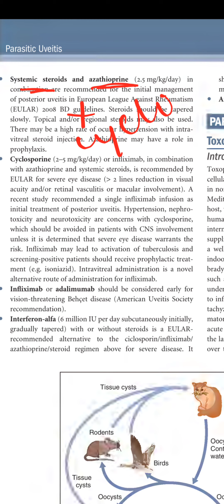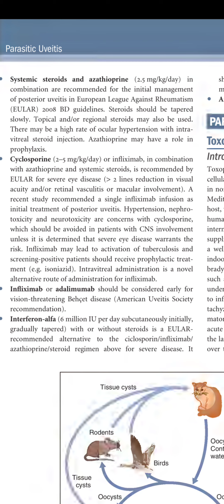So what is severe disease? If there is a greater than 2 lines reduction in visual acuity and/or retinal vasculitis or macular disease. So there are 3 categories: a greater than 2 lines reduction in visual acuity, retinal vasculitis, or macular involvement. A recent study recommended a single infliximab infusion in initial treatment of posterior uveitis.